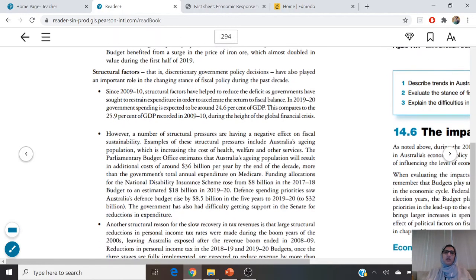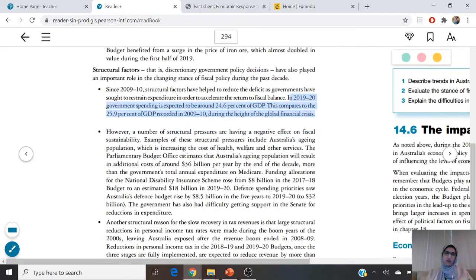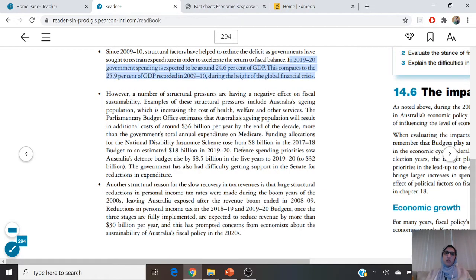And then we have the structural factors, that is discretionary government policy decisions that have played an important role. Since 2009 and 2010, structural factors have helped reduce the deficit, as governments have sought to restrain expenditure in order to accelerate the fiscal balance. In 2020, government spending is expected to be around 24.6% of GDP, but it's a lot more than that now because of the recession. However, a number of structural pressures are having a negative effect on fiscal sustainability.